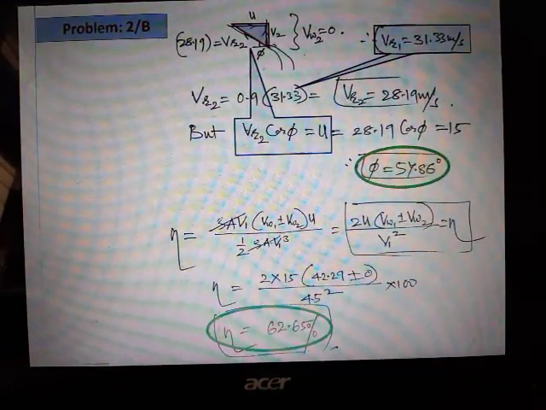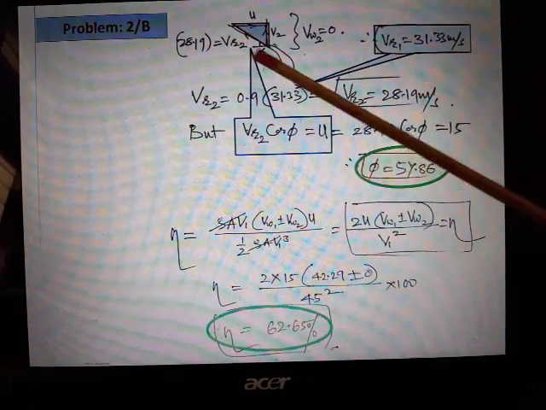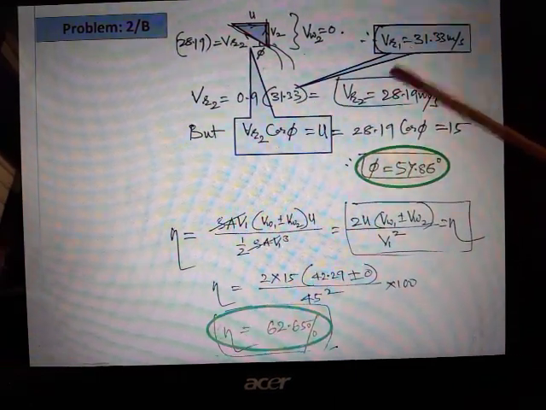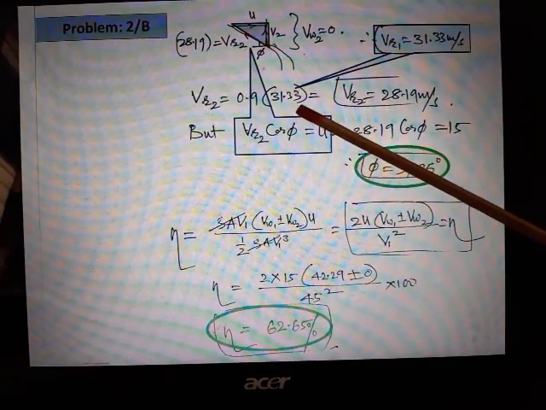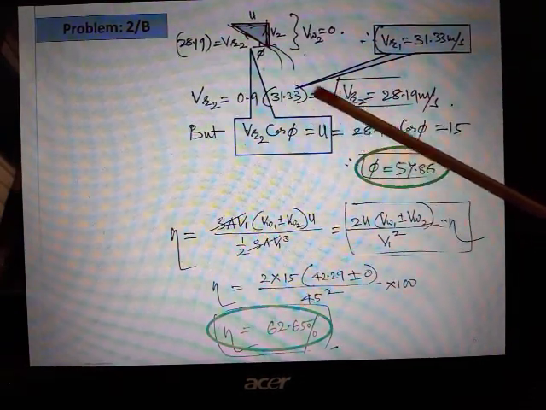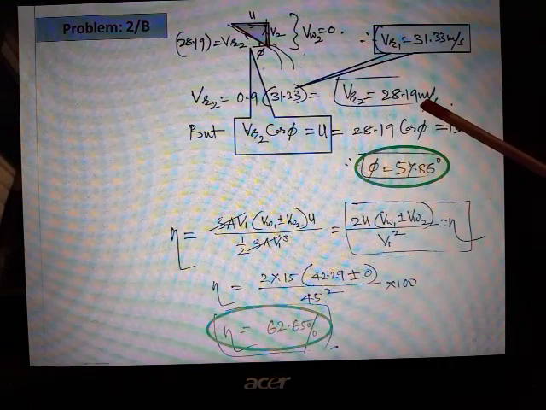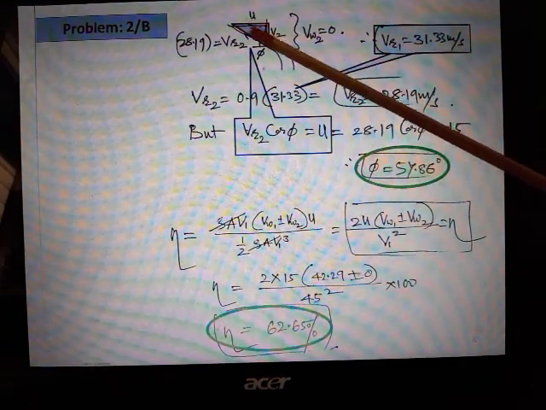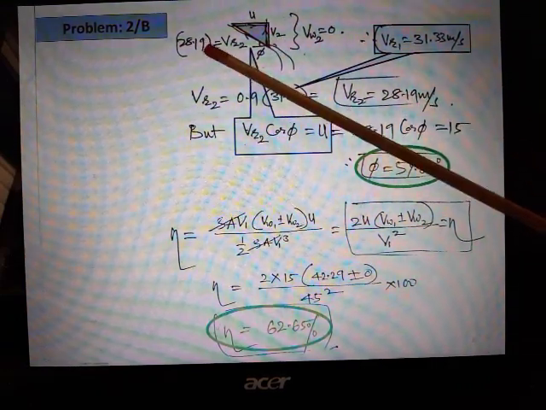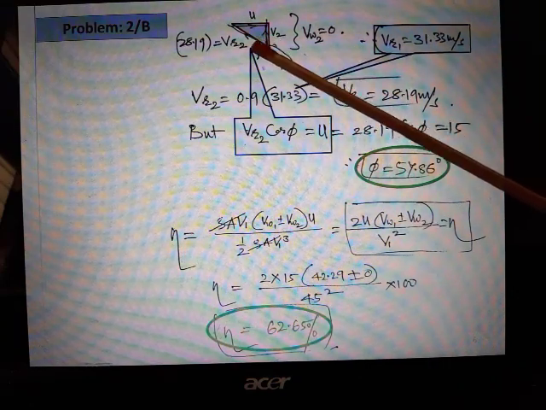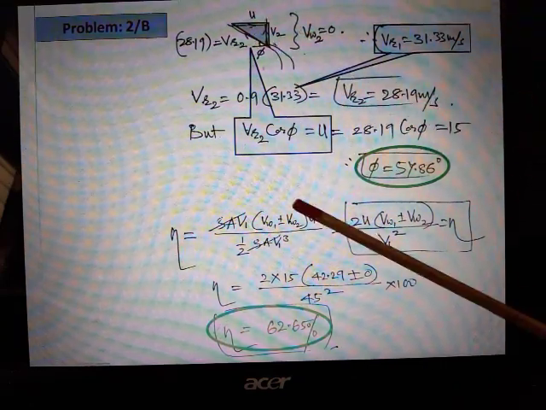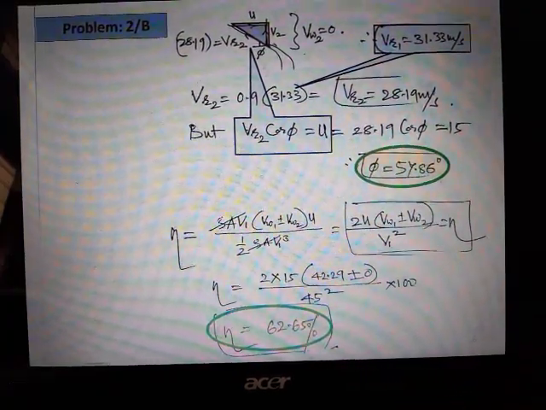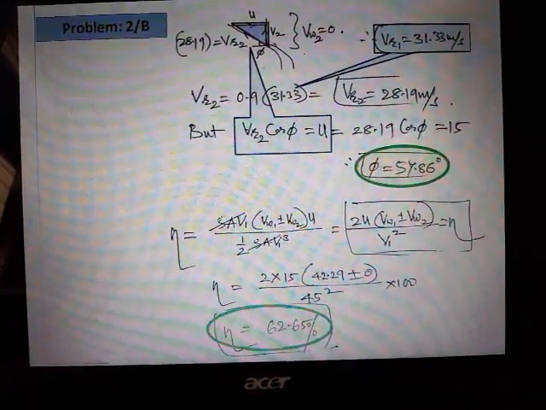VR2 is calculated as 0.9 times VR1. So VR2 comes out to be 28.19. This is the outlet velocity triangle. VR2 is 28.19. This angle is phi. U is given. The earlier value of U is 15.